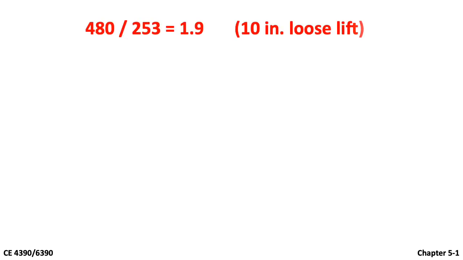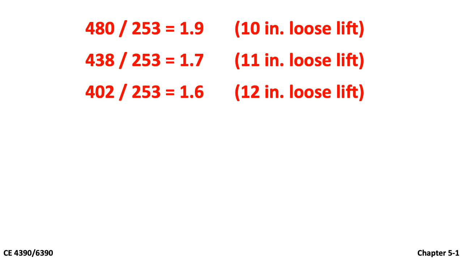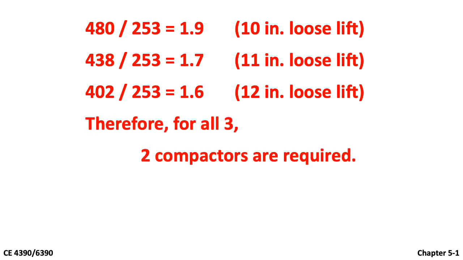To determine the number of compactors, you divide the total amount of compacted soil by the production. If assuming 10-inch loose lift, it is 480 divided by 253, or 1.9 compactors. You repeat that process for 11 and 12-inch loose lift. You got 1.7 and 1.6 compactors respectively. Therefore, we should use 2 compactors which can satisfy all 3 scenarios.